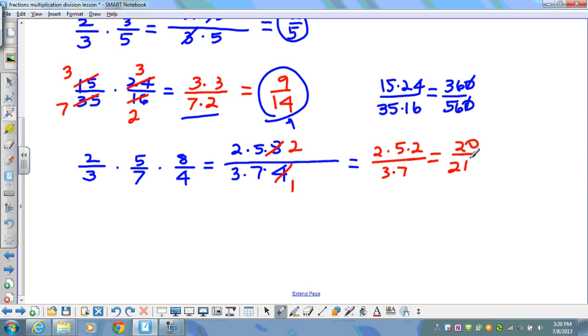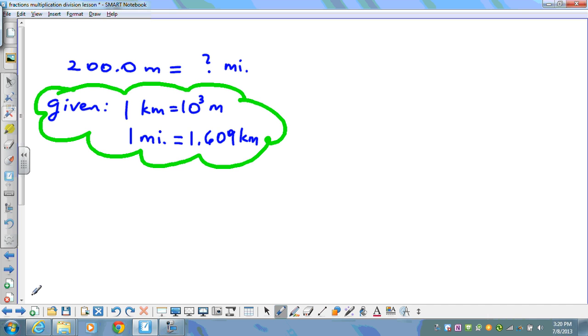Okay, let's take a look at an example that you might see in your chemistry classes that will end up with a multiplication of fractions type of question. So here we have a conversion problem. Basically, we have 200.0 meters and we want to know how many miles that is. The given information is that 1 kilometer equals 10 to the 3 meters, and 1 mile equals 1.609 kilometers.